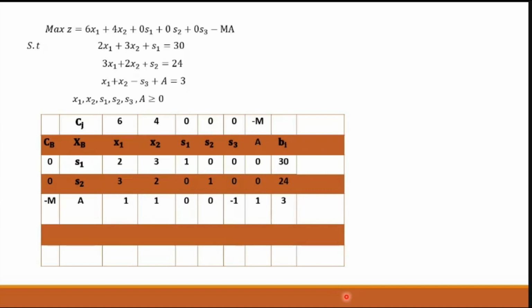उसके बाद क्या निकालते हैं हम लोग, पहले हमने सब वेरिएबल्स लिखे, फिर CJ लिखा, फिर XB लिखा, फिर CB. यस, नेक्स्ट वी हैव टू कैलकुलेट इज ZJ. नाउ ZJ हम कैसे निकालते हैं, ZJ is calculated for each column. That means CB into XI. 0 into 2 plus 0 into 3 plus minus M into 1. हर एक कॉलम को CB से मल्टीप्लाई करना है, यहाँ पे समेशन लिखना है.